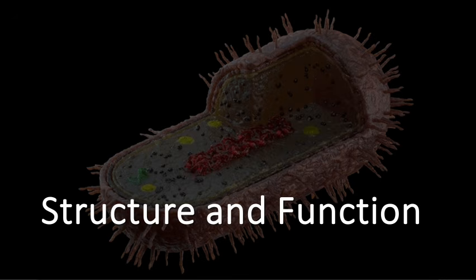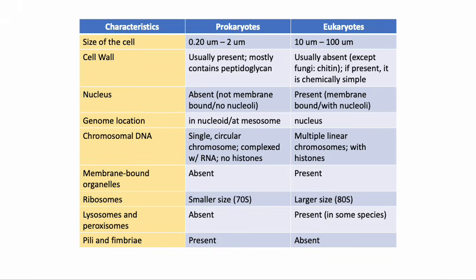Now let us proceed with the structure of a bacterial cell. This table summarizes the differences between the prokaryotic and eukaryotic cell organization. In terms of size, we can see that the prokaryotes are much smaller, ranging only from 0.2 to 2 micrometers in diameter. Eukaryotes, however, range from 10 to 100 micrometers in diameter.